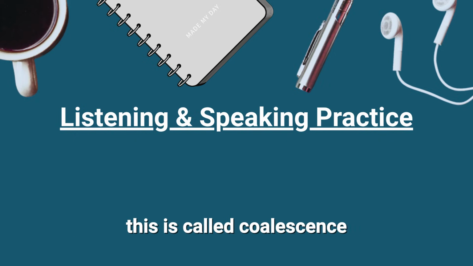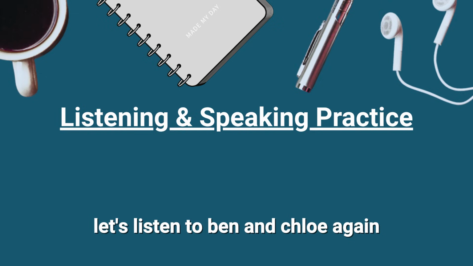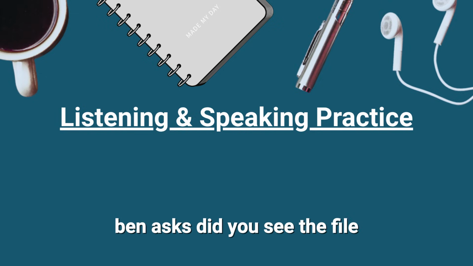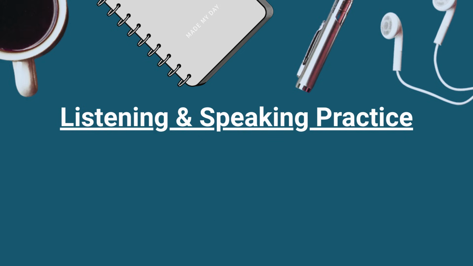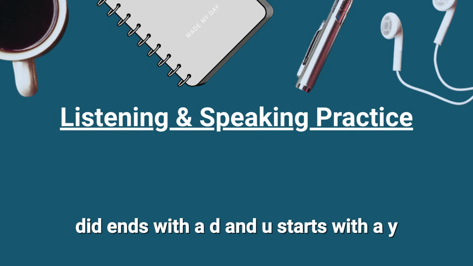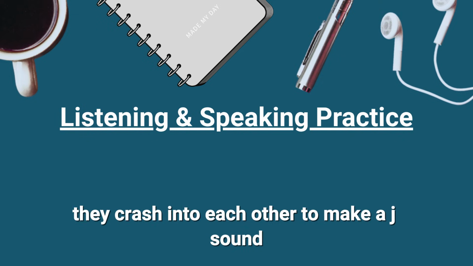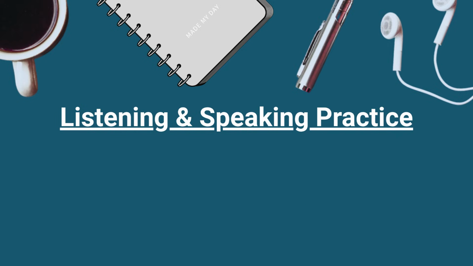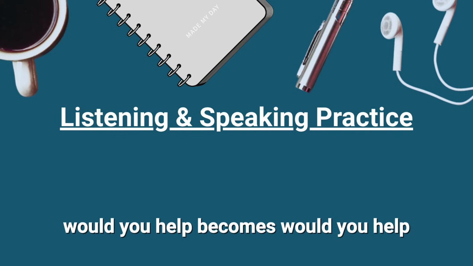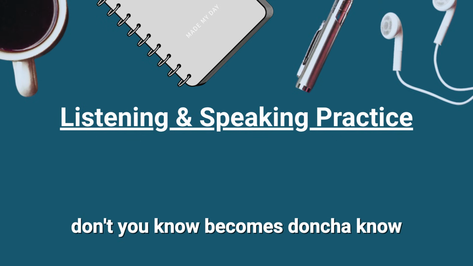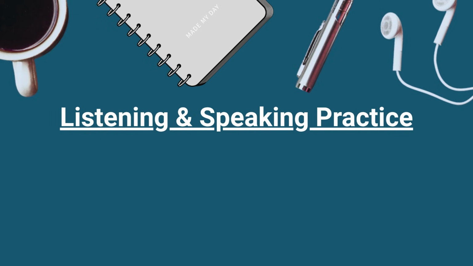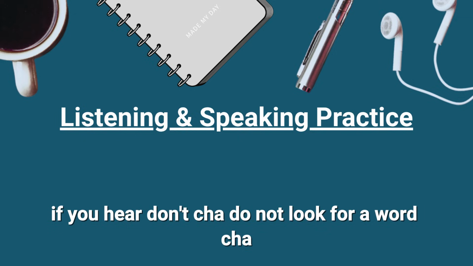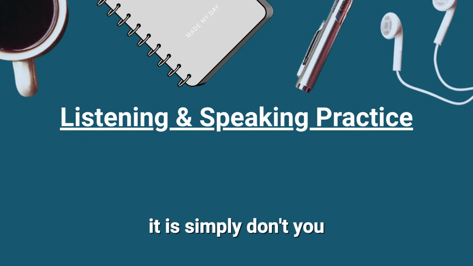This is called coalescence. Let's listen to Ben and Chloe again. Ben asks, "Did you see the file?" In natural speech, this is, "Did you see the file?" Did ends with a D, and you starts with a Y. They crash into each other to make a J sound. Did you? Similarly, would you help becomes would you help? Don't you know becomes don't ya know? This is a huge key to understanding natural questions. If you hear don't ya, do not look for a word cha. It is simply don't you.